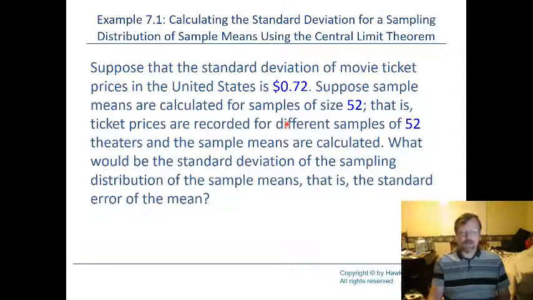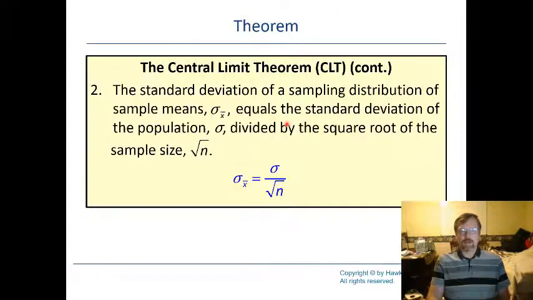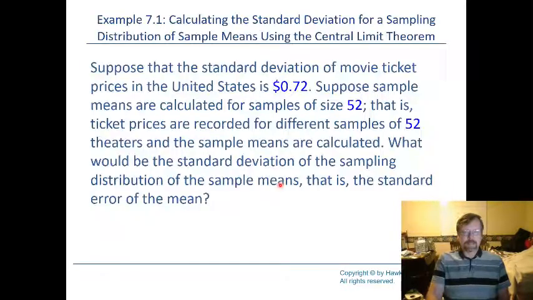Okay, so think back to our equation here. We've got our population mean and our population standard deviation, and our sample size. So what is our standard deviation for the sampling distribution of sample means? Okay, just go ahead and unpause when you're ready to move on.